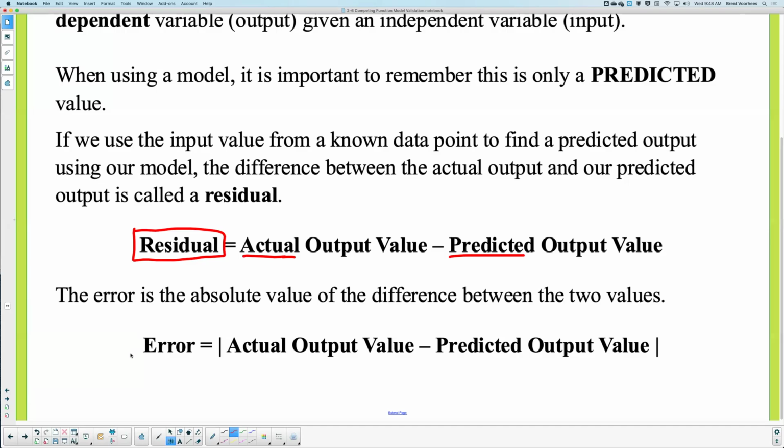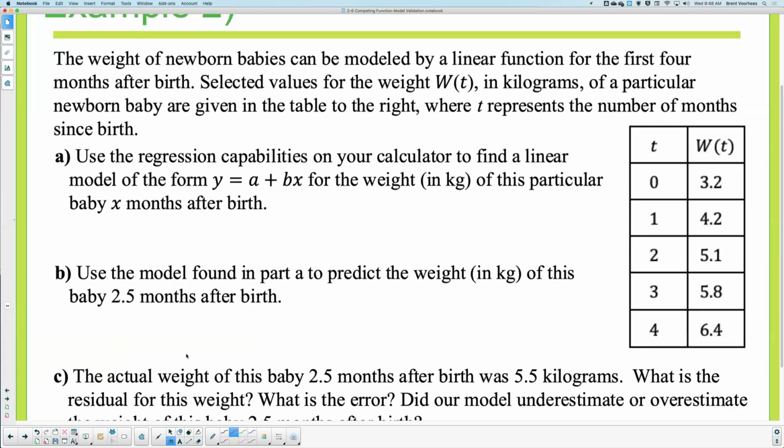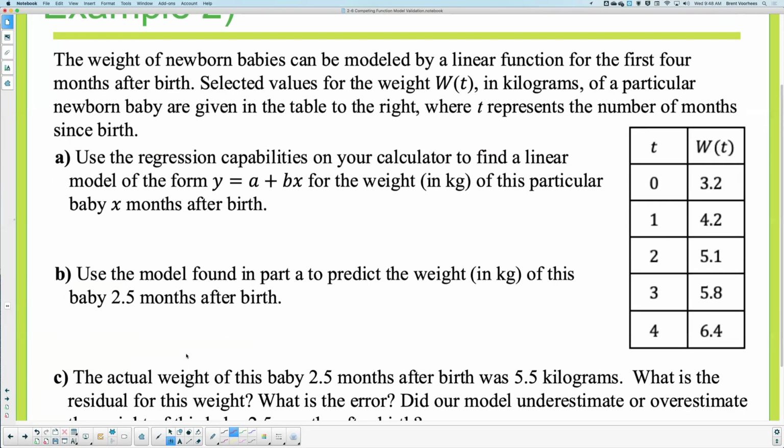All right, are you understanding? Give me a thumbs up if you're following what I'm saying. What's a residual do? It tells you how accurate it is. And what is the error? It shows you how much it's off. Yep, it shows you how much it's off. It ignores if it's negative or positive. You don't care when you find error if it's negative or positive. We might just say it's an underestimate or overestimate, but we don't care about the negative part.